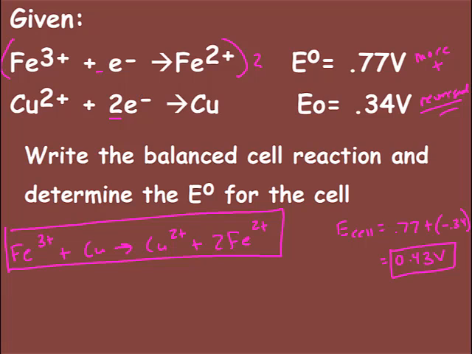If you had a problem that said write the half reaction for the equation that occurs at the anode, anode is where oxidation occurs. Oxidation was the one that was reversed. So copper goes to copper 2+ plus 2 electrons. And the reaction that occurred at the cathode is the one that stays as written. So those are my reactions that occur at the anode and cathode.